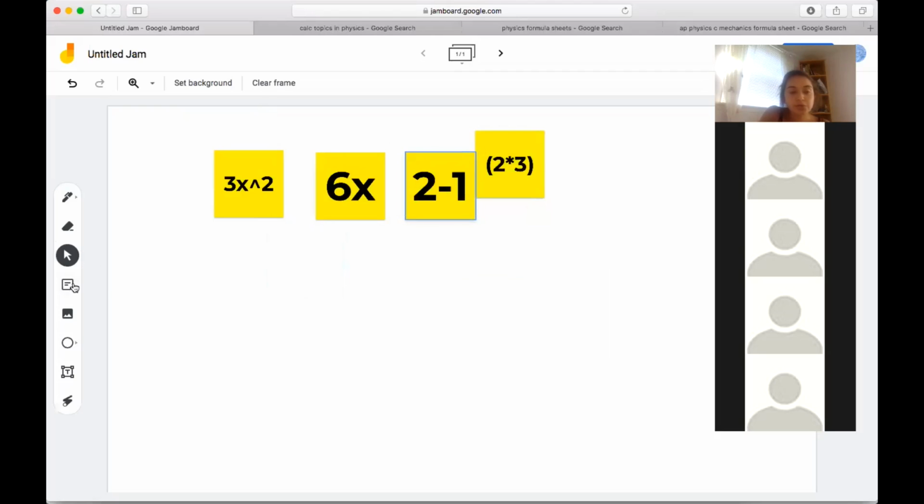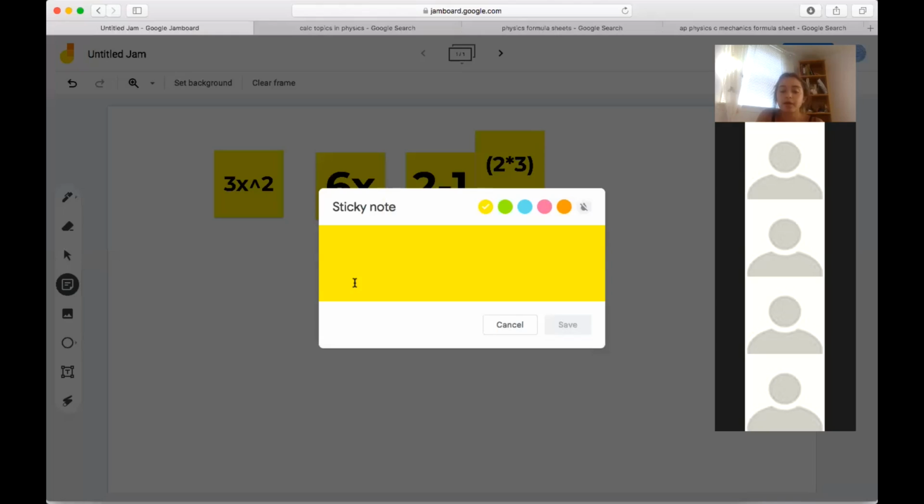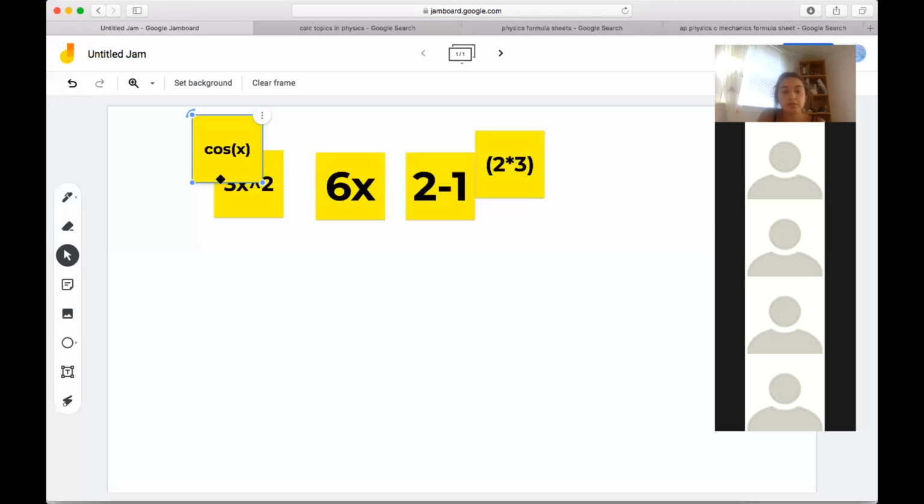And there are some other rules too. These are just some rules you need to memorize. The derivative of cosine of x is negative sine of x. And the derivative of sine x is positive cosine of x. And then for the integral, it's just the opposite. The integral of cosine of x would be sine of x, and the integral of sine of x would be negative cosine of x. But that's just the rule. So you just have to memorize that. I'm going to write that down for you guys.